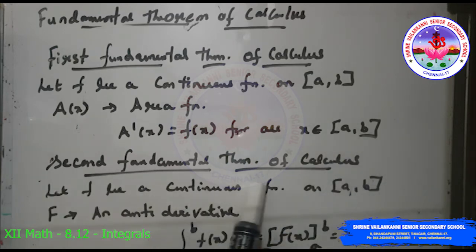And the second fundamental theorem of calculus: let f be a continuous function defined on the closed interval a comma b, and capital F be an antiderivative of the function. Then integral of a to b f of x dx is equal to capital F of x from a to b. Here upper limit minus lower limit, that is F of b minus F of a.